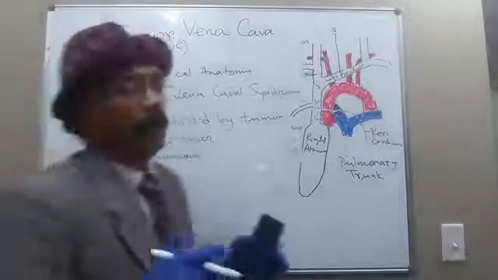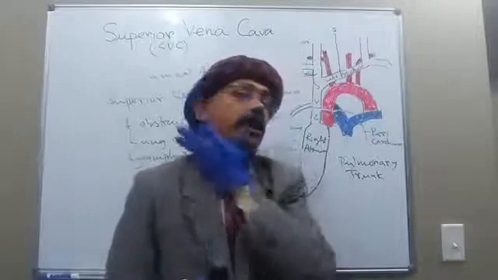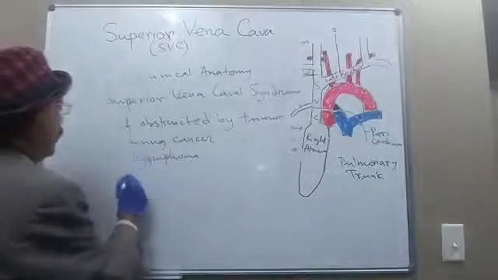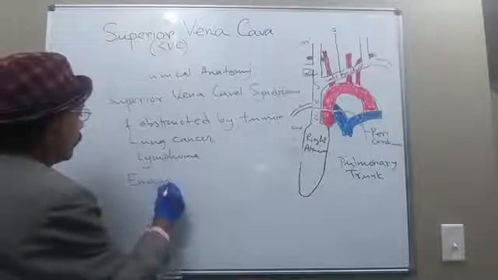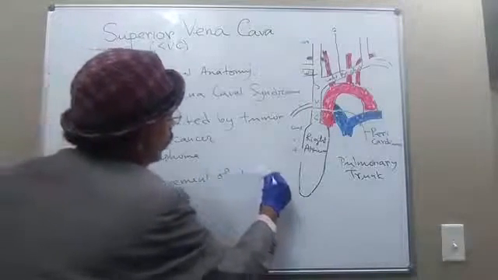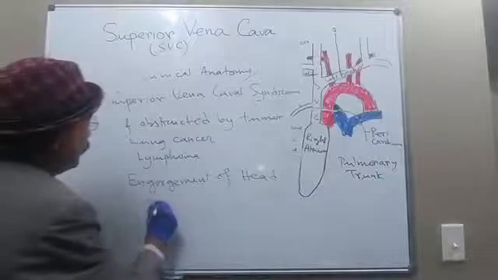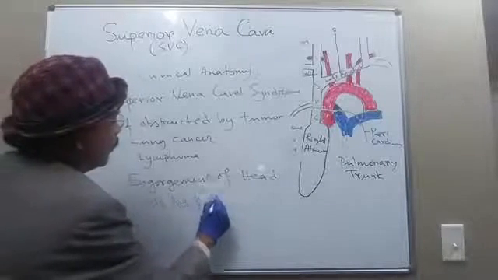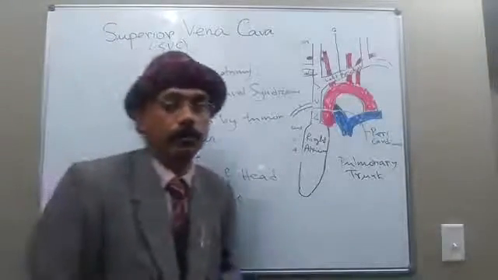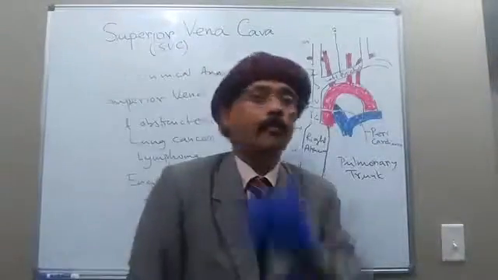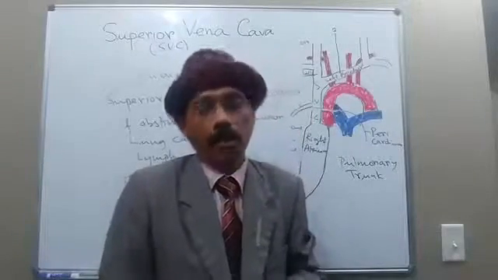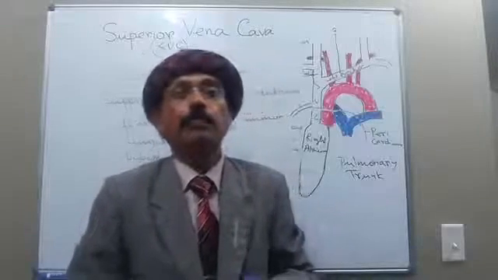So what happens? There will be engorgement of the veins in the head and neck region. That is called superior vena cava syndrome. Also, other signs and symptoms may appear: flushing of the head and face, and engorged veins. There will be some headache. So that's all about the superior vena cava.